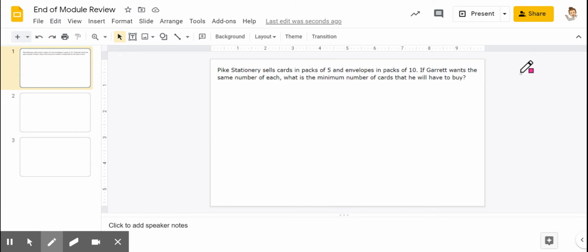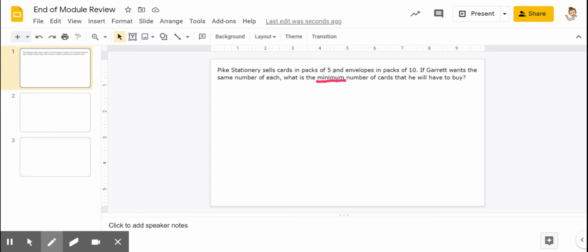So let's take a look at what it looks like in word problems. Pike Stationery sells cards in packs of 5 and envelopes in packs of 10. If Garrett wants the same number of each, what is the minimum number of cards that he will have to have? Well, this is probably something you can do in your head, but I want you to identify when you know this is going to be least common multiple, this word minimum. If you hear minimum, you hear least, you hear smallest, you may want to trigger your brain into getting into least common multiple.